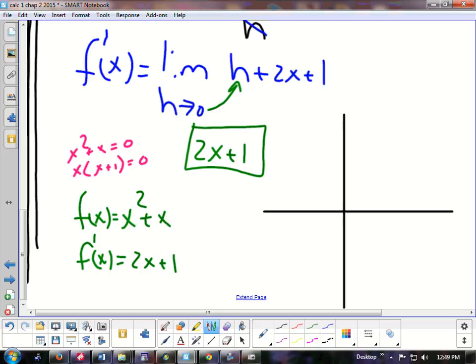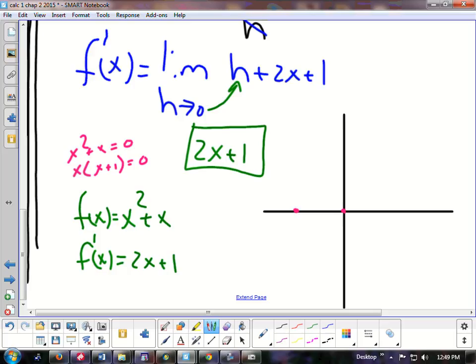Okay, so it crosses at 0 and 1, or negative 1. I'm sorry, so 0 and negative 1. Let's say negative 1's here. It's a happy face parabola. It crosses the x-axis there. I'm just going to sketch it for right now.